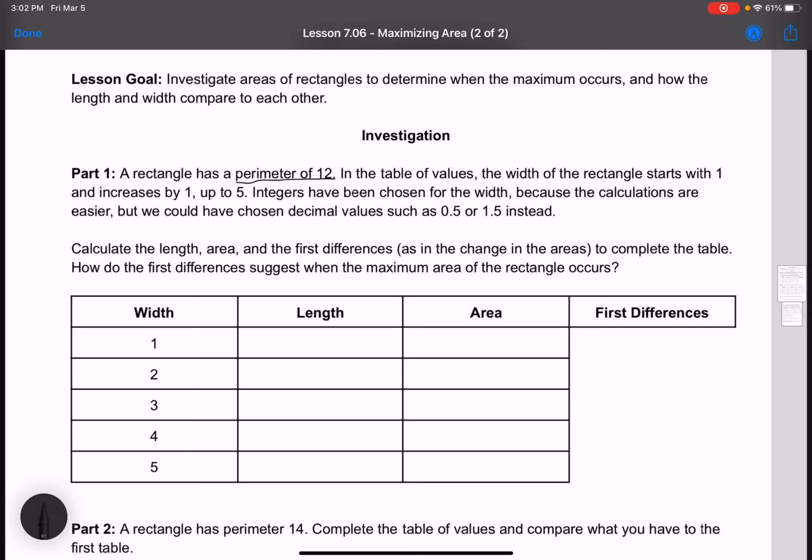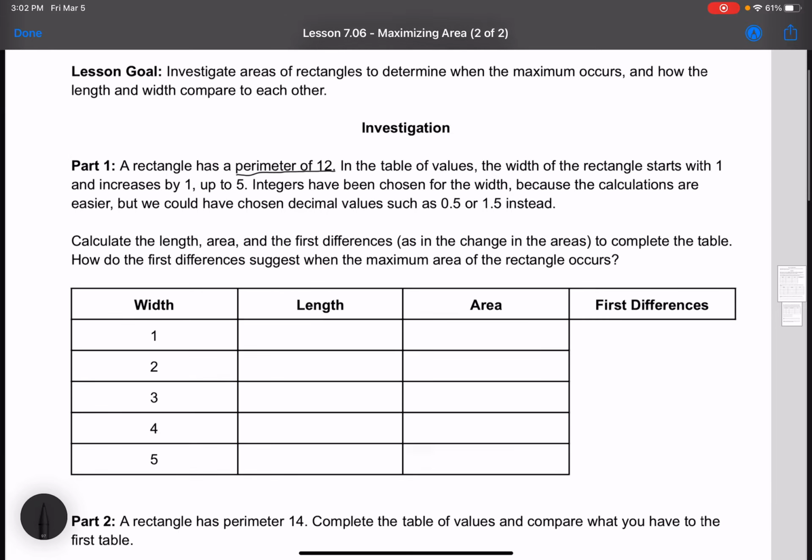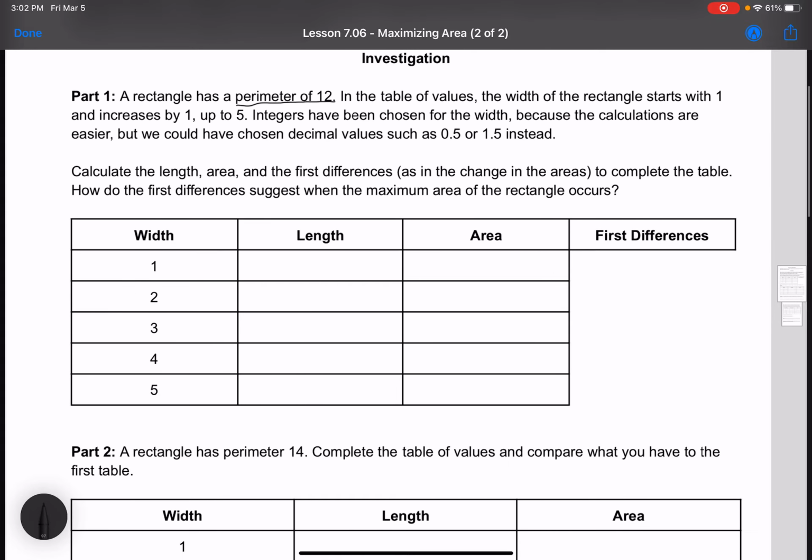So for example, we're just going to look at different widths of 1, 2, 3, 4, and 5. We're just using whole numbers because we like whole numbers. We don't have to, but it just makes our work easier. And what we want to do is check what the length would be associated with that width. So just remember your perimeter is equal to 2 lengths plus 2 widths.